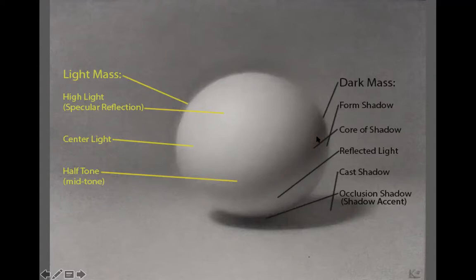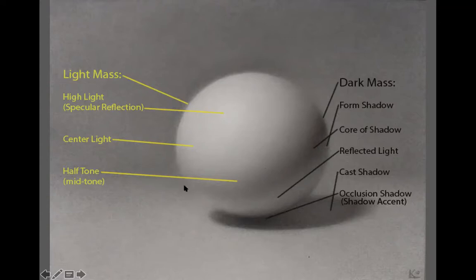So light is bouncing into the object, getting the reflected light. And then this thin band, this thin plane here, the core of the shadow plane, is neither facing the reflecting surfaces, nor is it facing the direct light source. So it remains darker, certainly darker than the light side and darker than the reflective surfaces. So that accounts for the light mass, the shadow mass, reflected light, and core of the shadow.